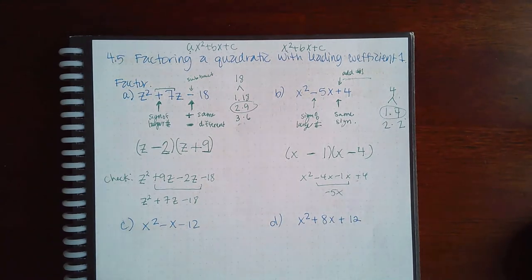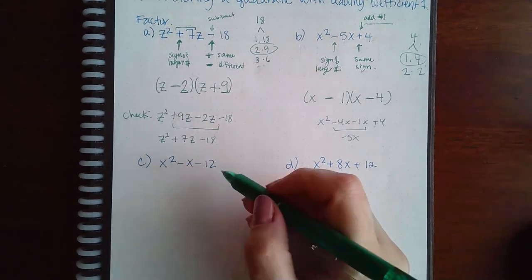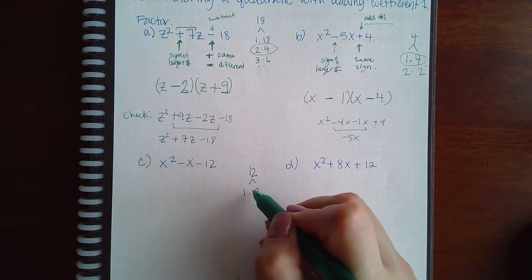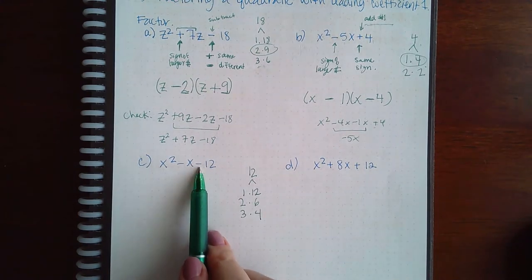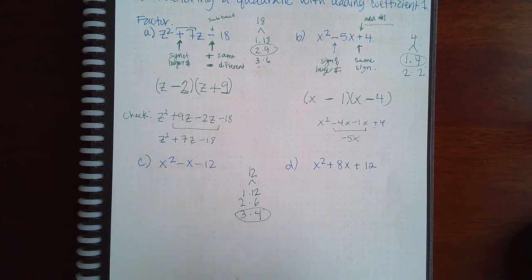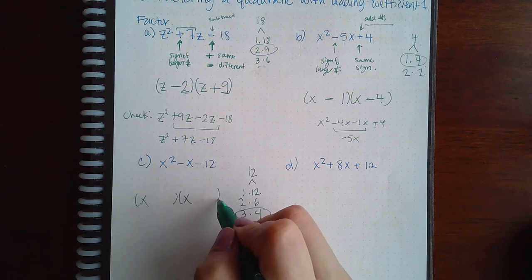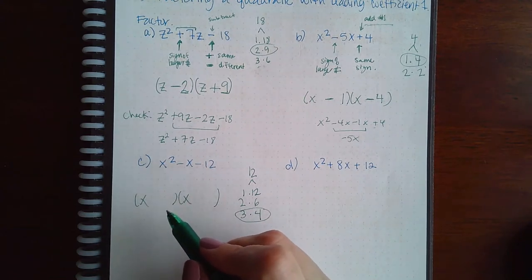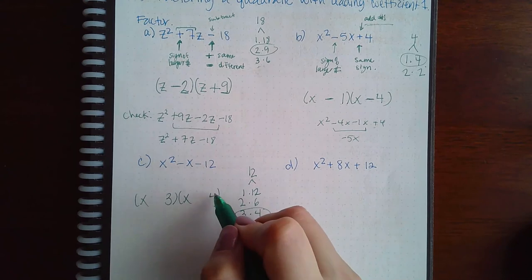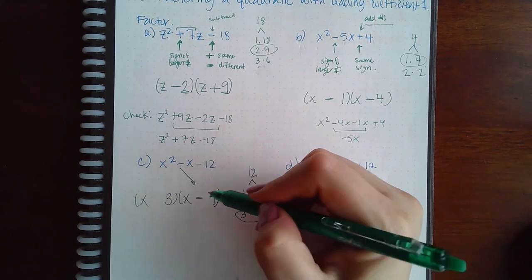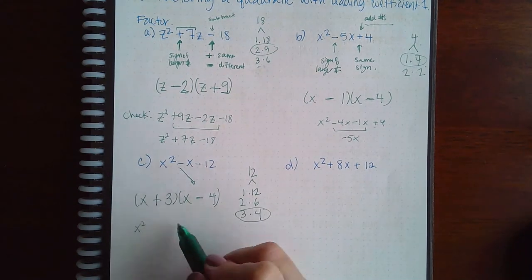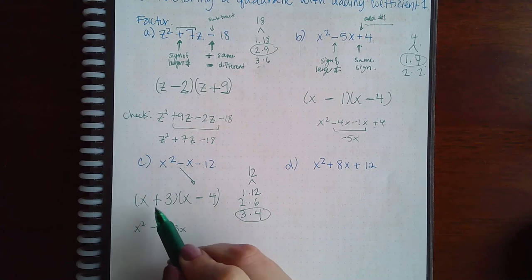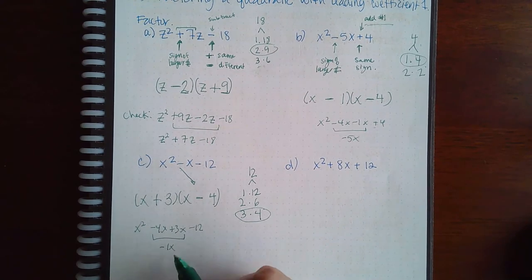So we've got negative 5x. Now if we do this one, we're going to use 12. So 1 times 12, 2 times 6, 3 times 4. Which one is going to subtract to give us 1? That would be these guys. So we're going to have x in the front, x in the front, and then 3 and 4. The bigger one has to be negative. This is negative, which means this one has to be positive. Again, check: x squared, minus 4x, positive 3x, negative 12, and that does come out to negative 1x, which is what we had in the middle.